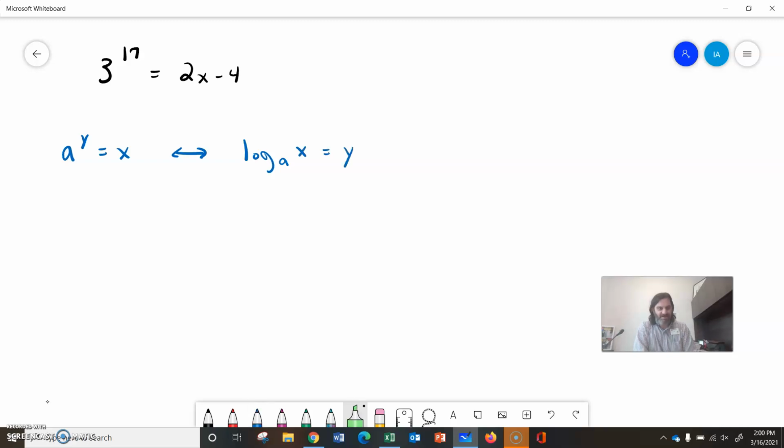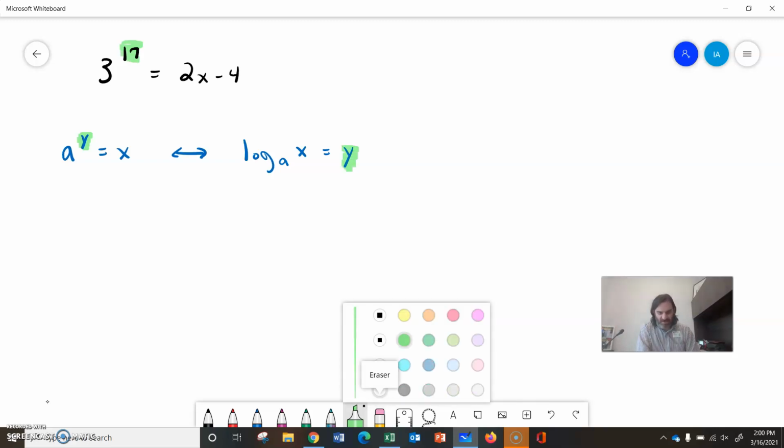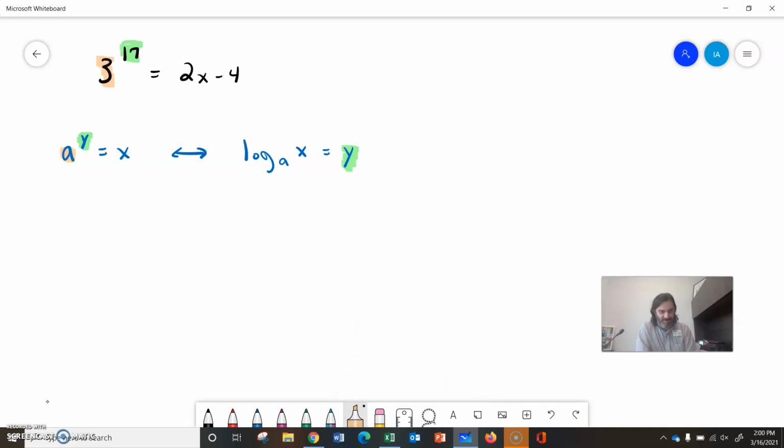And in those cases, it's good just to notice your place values here. Y is the exponent, which in our case is 17, so it'll go on a side by itself. The base in this case is 3, so that will be the base of the logarithm. And let's see here, another color, yellow. What's on the other side of the exponential, the 2x minus 4, that's the x, so that's the argument of the logarithm.